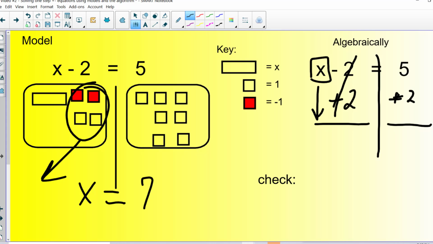What do we have left on the side? x is equal to, make sure you put that equal sign, and then what is 5 plus 2? 7. We got the same thing.